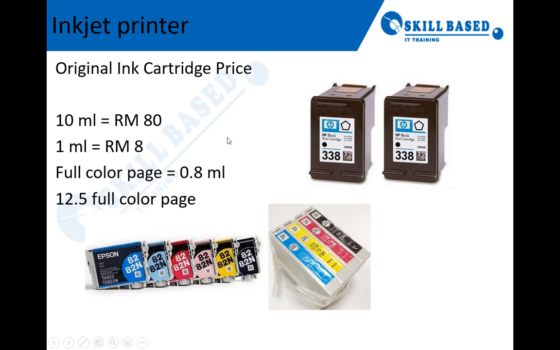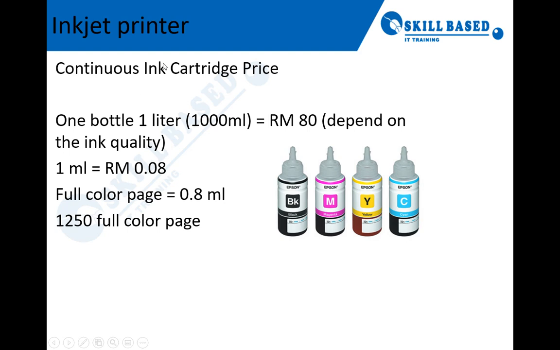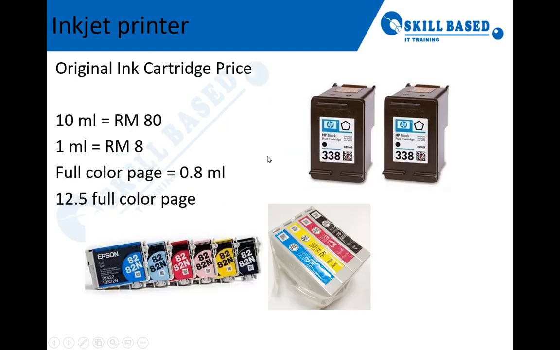Of course nowadays it will not be 10 ml, probably more than that. Maybe you can find 30 ml or 50 ml, but if you divide it out, maybe you can only increase 3 or 4 times, so it will come up to maybe 50 or 60 pages. If you compare with 1250 pages, the continuous cartridge price is much cheaper than the original. So that is the reason why people will choose the third party cartridge rather than the original ink cartridge, because they are very expensive.